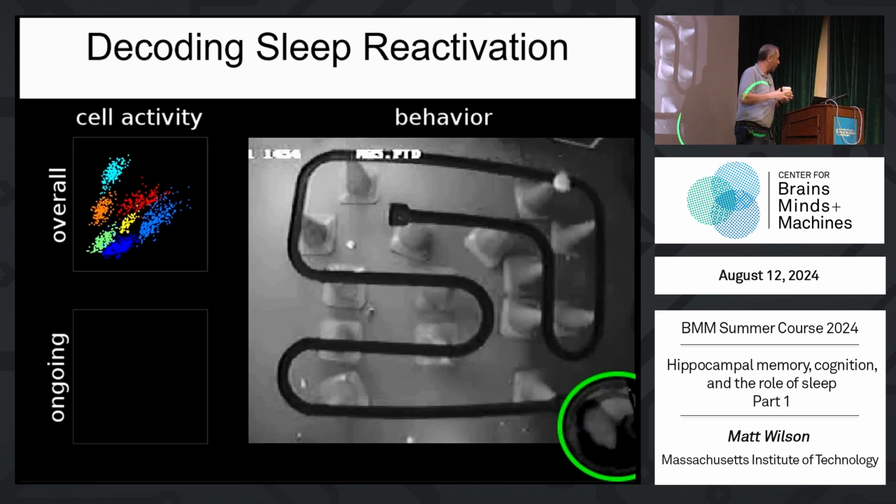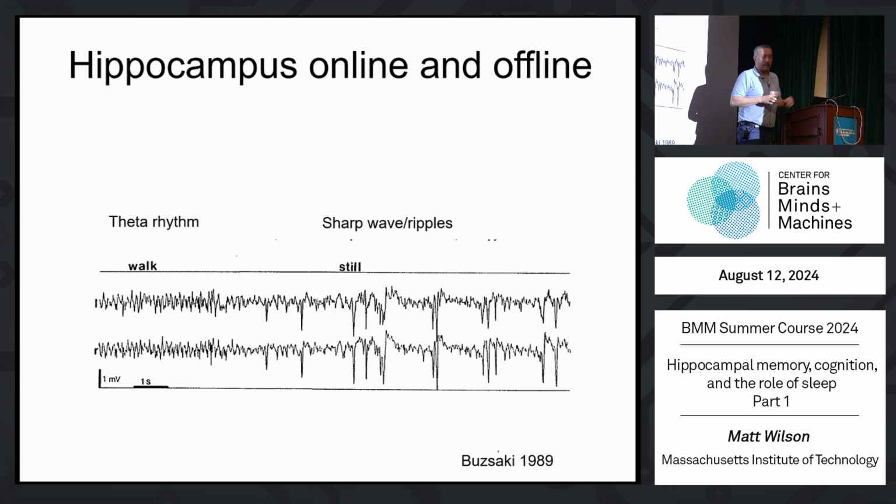So why don't we take a break, and we'll get to the next part, which is talking about the dynamic modulation, the temporal coding properties of the hippocampus.